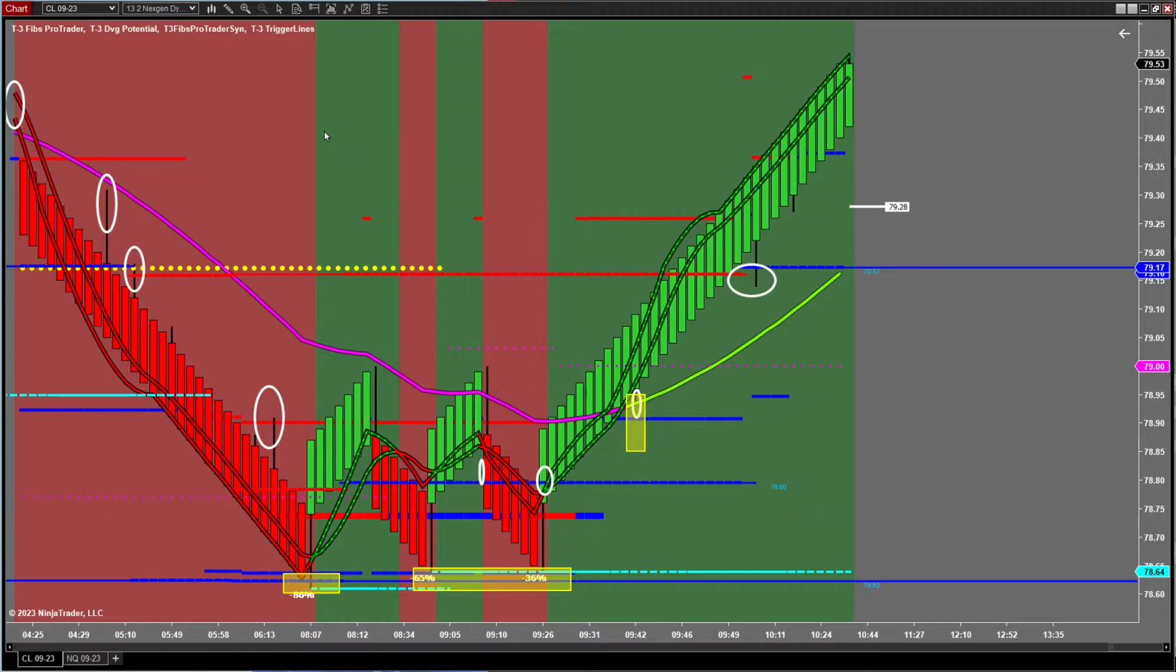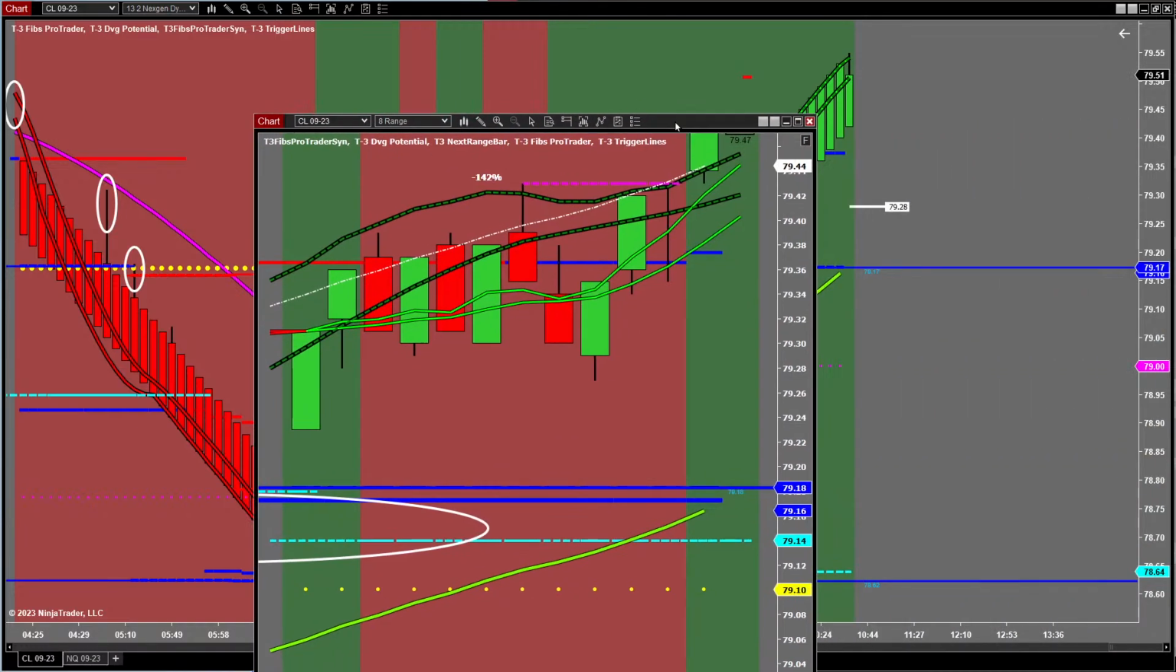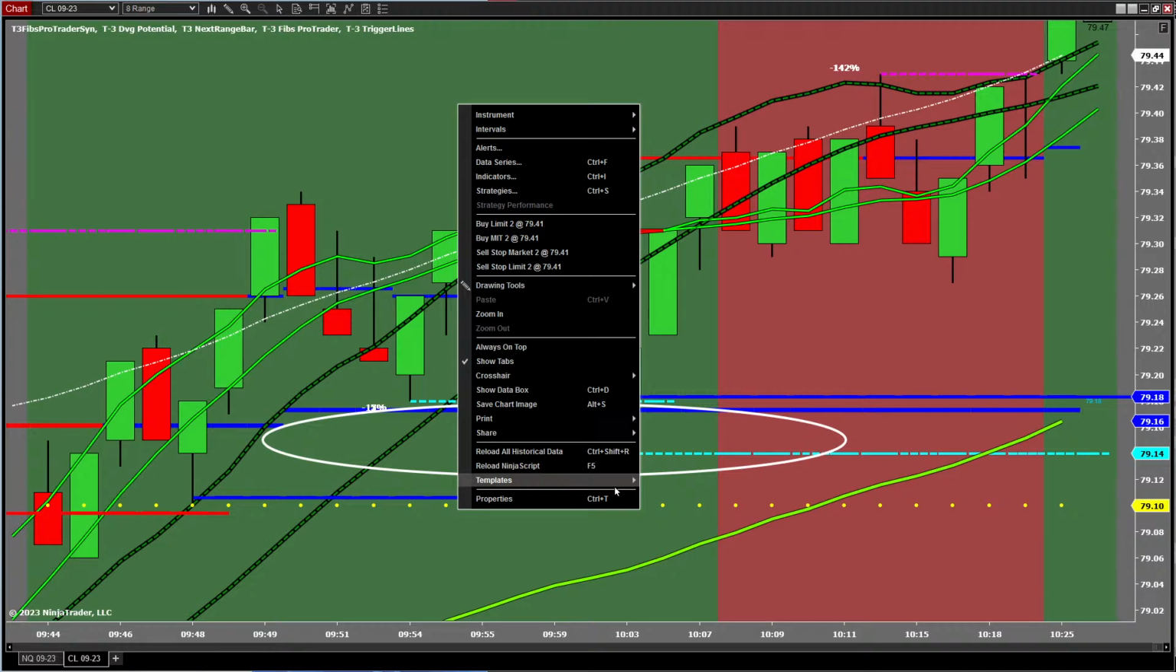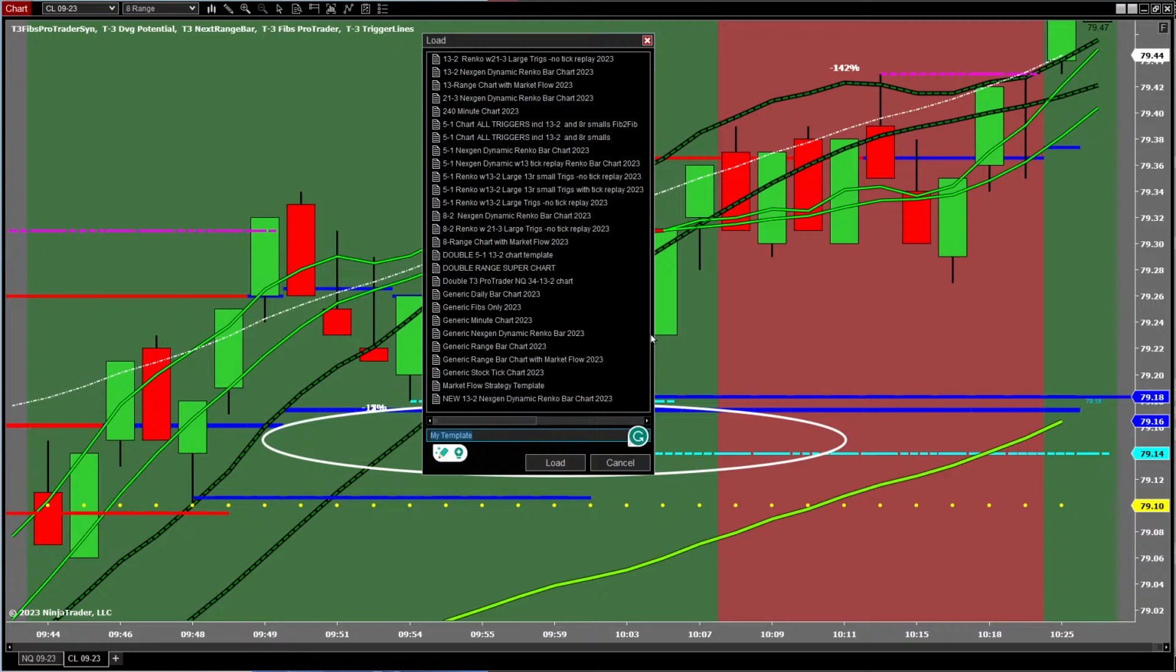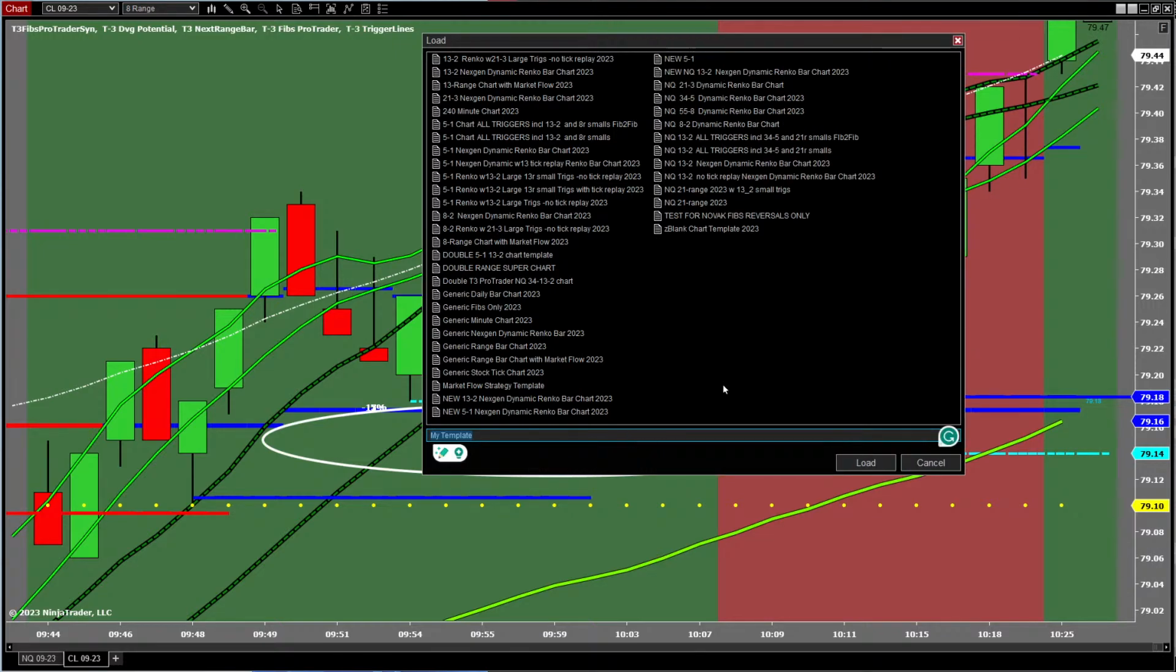So just for the sake of simplicity for what we're doing in here with the education, how would you turn off the dots on your 8 range? Just reload the easy way. Look, right click on your chart and go to templates, Derek, and go to load, and then load generic range chart without the market flow. Generic range bar chart by itself, and that'll get you there.